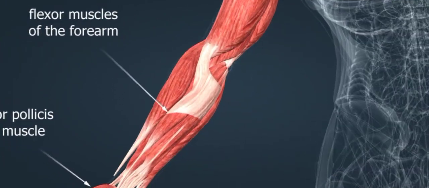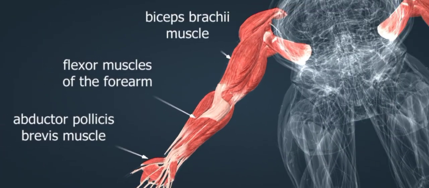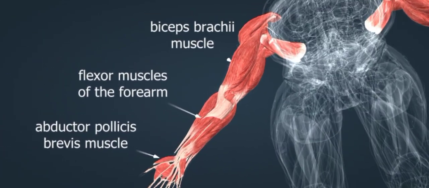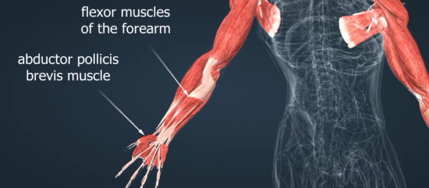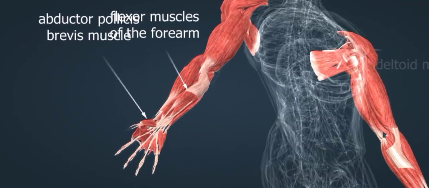These muscles play an important role in everyday actions like gripping, lifting, and typing. They work in opposition to the extensor muscles, which extend the wrist and fingers.